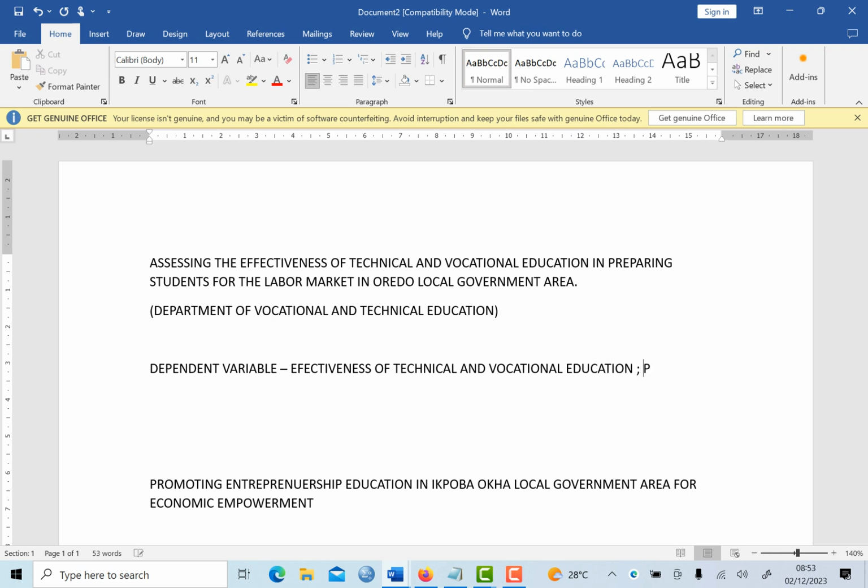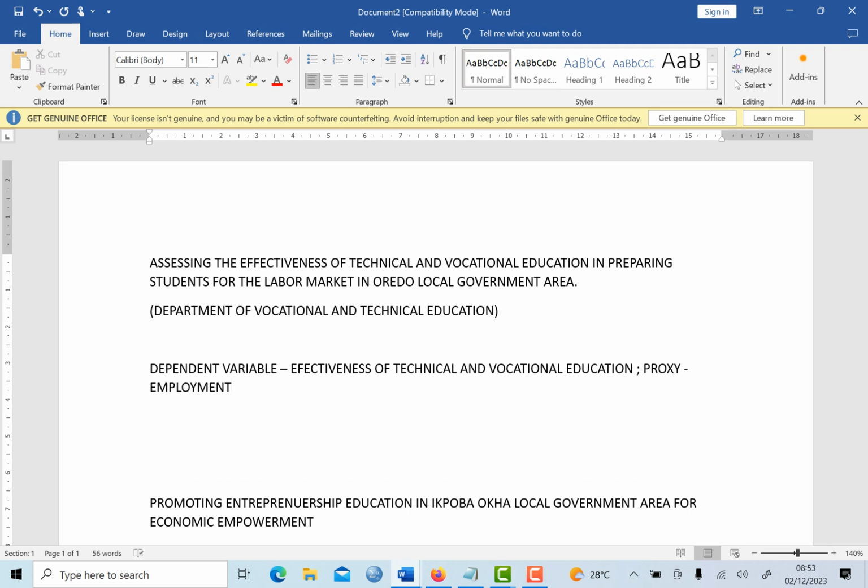You can proxy this employment rate. Am I communicating? What is proxy? There are some variables you cannot measure. So in those kinds of situations, you proxy those variables with things you can use to measure them. The effectiveness of technical and vocational education will be measured by employment rates.